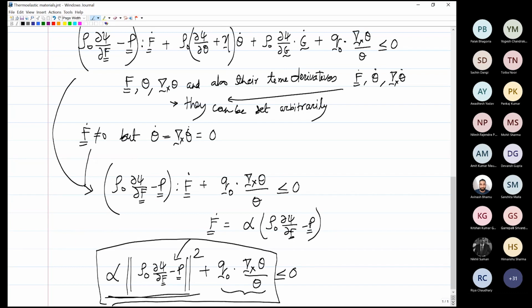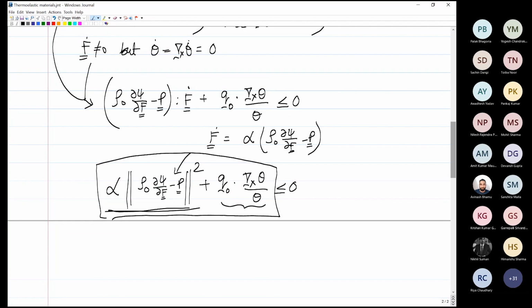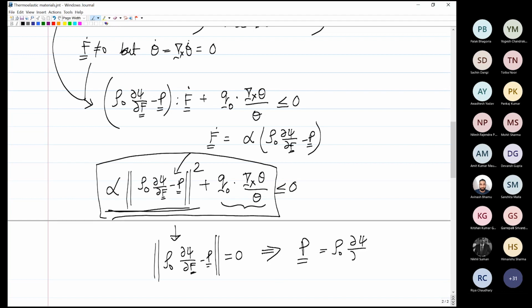So what do you think? When can this entropy inequality be satisfied when alpha is arbitrary? So the restriction then is that the magnitude of rho naught del psi del f minus P must be 0, or P is equal to rho naught del psi over del f.